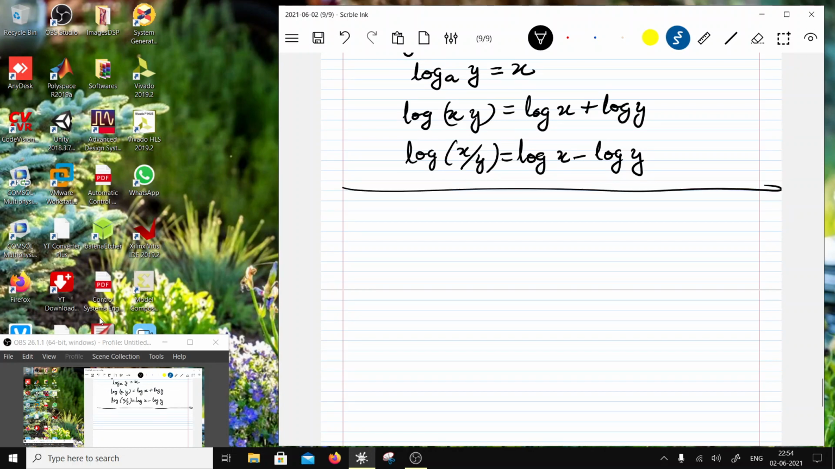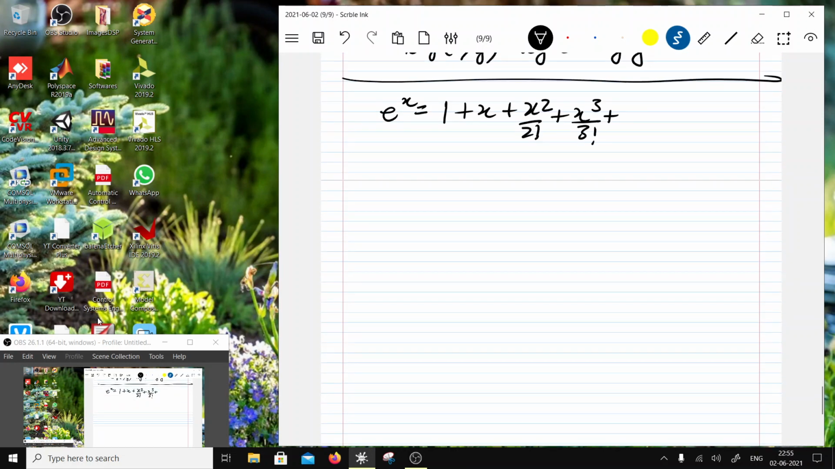Then there is something called power series. Now we are going to talk about the Taylor-Maclaurin power series later on. But for now, I will say e raised to x can be expressed as 1 plus x plus x square by 2 factorial plus x cube by 3 factorial and so on, right? So that's the expansion of the power series.